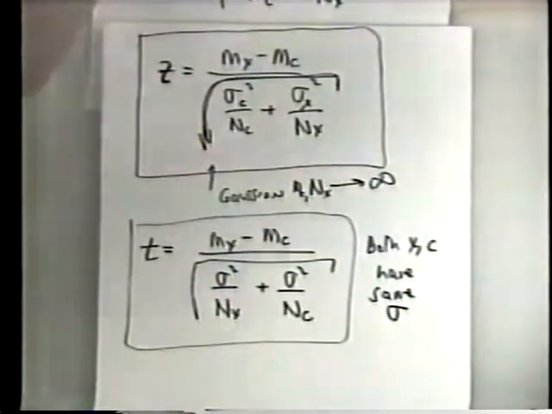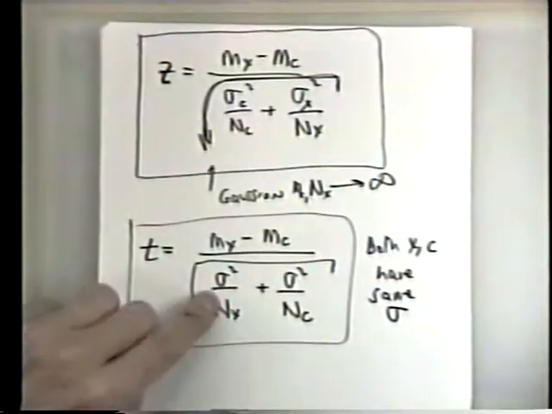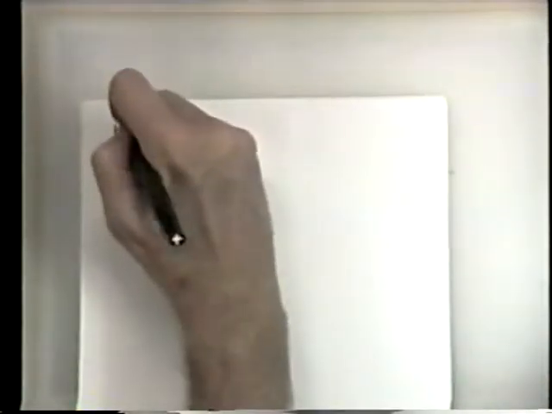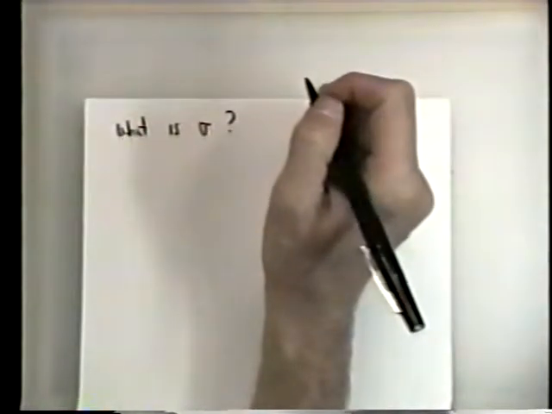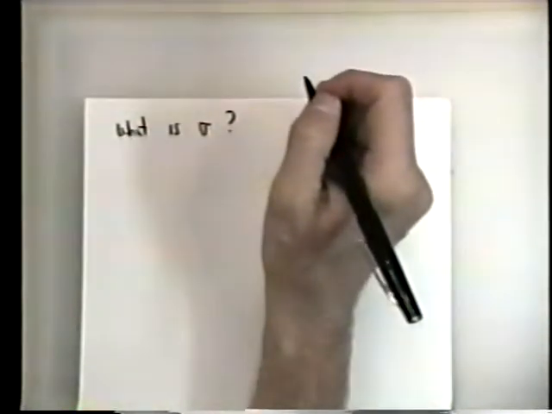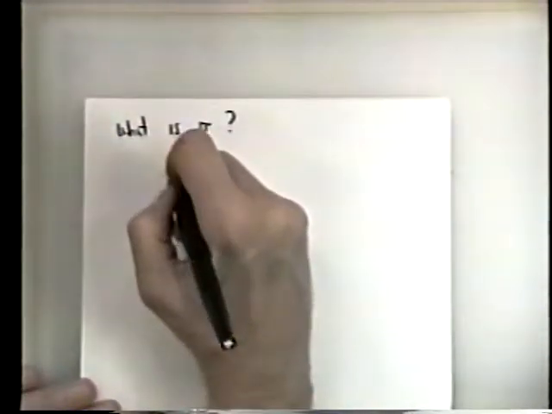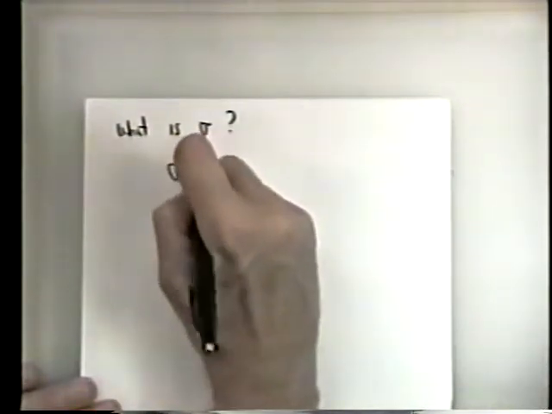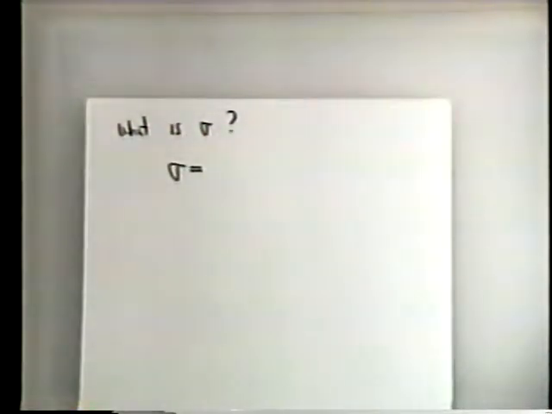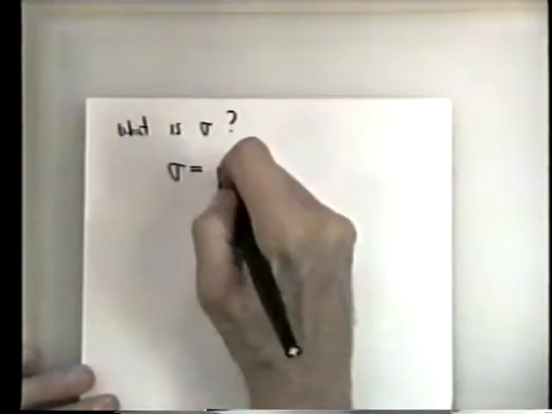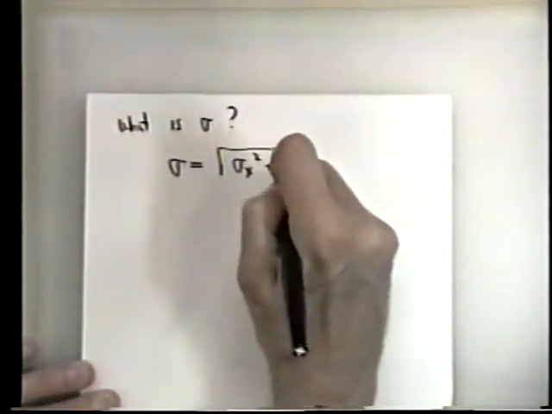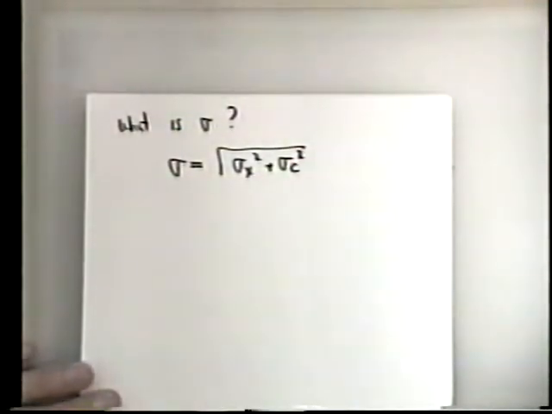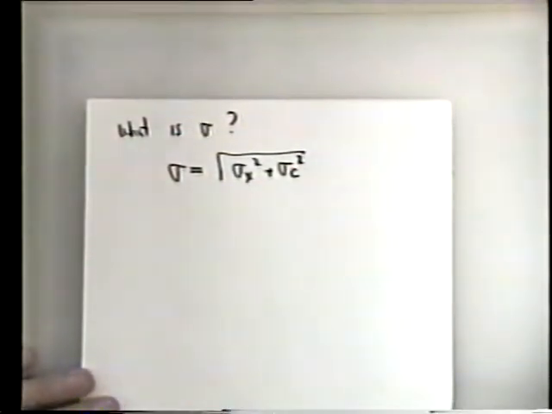The question now, in terms of the t statistic, is what is this sigma? That is, what's the standard deviation if we have two different things? Well, if we have two things that we're adding together, we've seen before the usual way things add is like this: the square root of the sums of the squares.